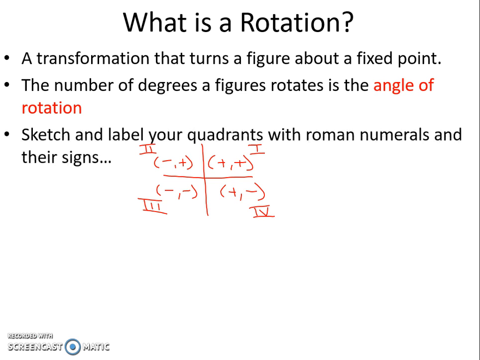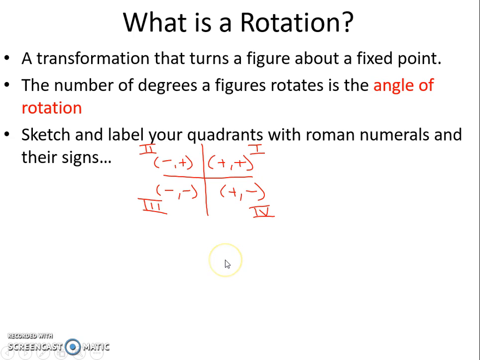Sketch and label your quadrants with Roman numerals and their signs. So go ahead and draw this next in that small space. You can do it small. Then write, do the X and Y axes, quadrants 1, 2, 3, 4, and the signs: positive, positive for X and Y; negative, positive; negative, negative; positive, negative.